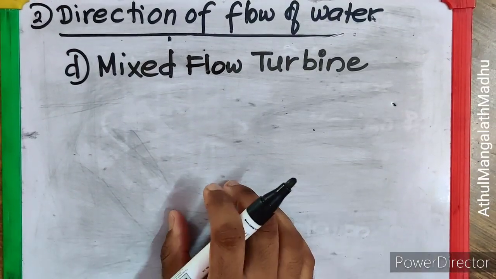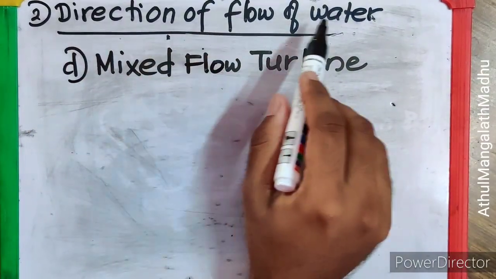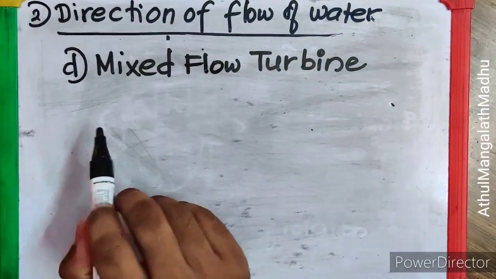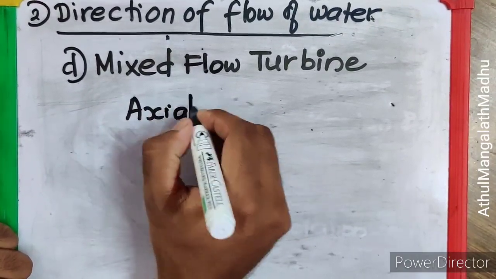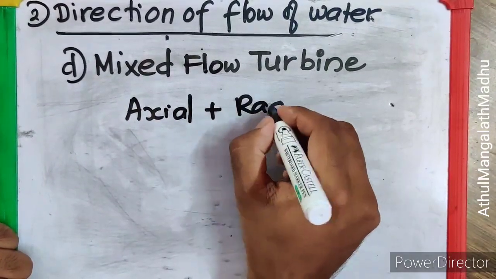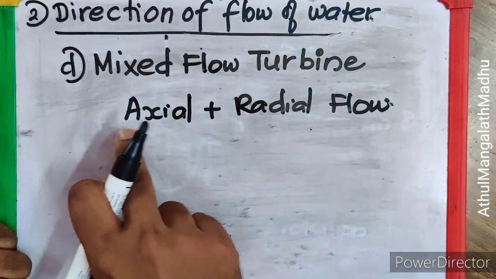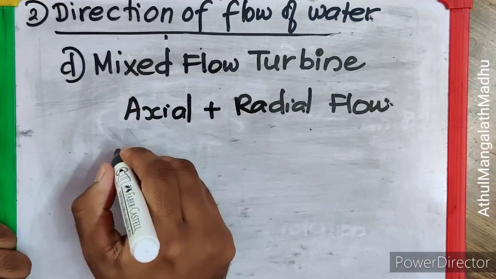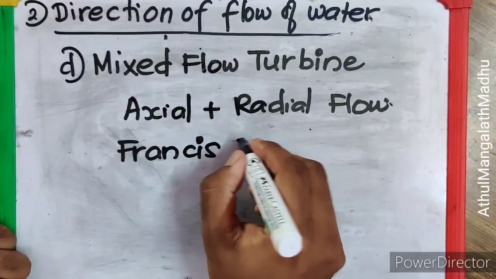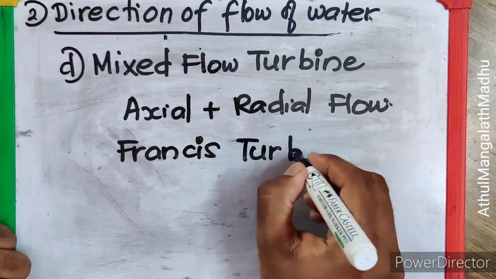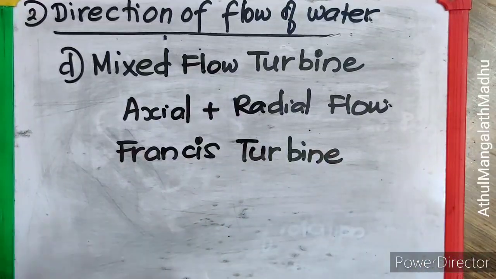So coming to the last type of turbine in the classification based on the direction of flow of water, we have the mixed flow turbine. A mixed flow turbine has both axial flow as well as radial flow. So it's a combination of axial and radial flow turbine. The type of turbine which has both axial and radial flow is your Francis turbine. Your Francis turbine is an example of a mixed flow turbine, and we'll be learning about the Francis turbine in detail in the coming lectures.